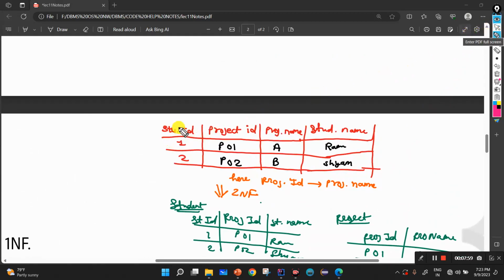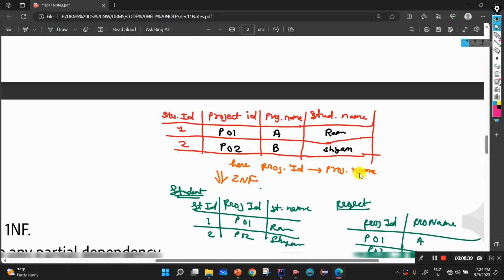So you will see here student id, project name, and student name. Ramshyam is our student name. Project names are A, B. Project IDs are P01, P02. Student ID is 12. So here we have project ID and project name. We can say project ID can determine project name. So our project name is dependent on project ID, but project ID is not our primary key. So there is a problem. What is the problem? Our non-prime attribute is dependent on another non-prime attribute, and we have to solve this problem.